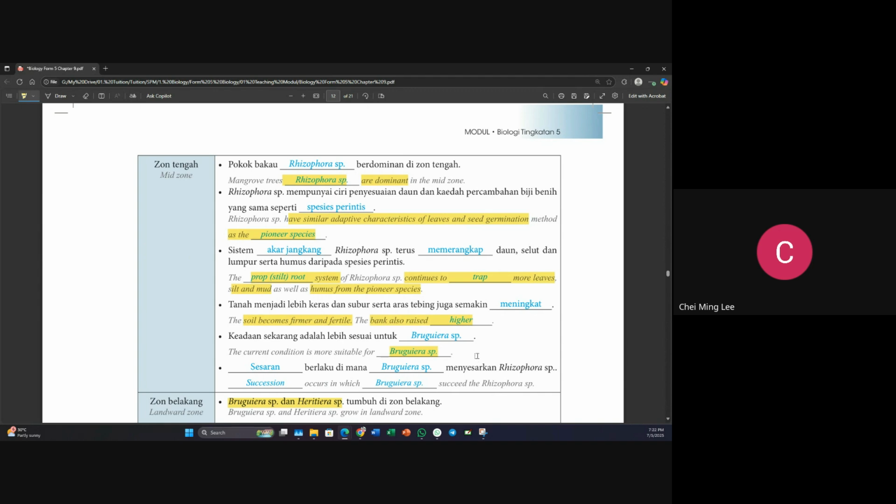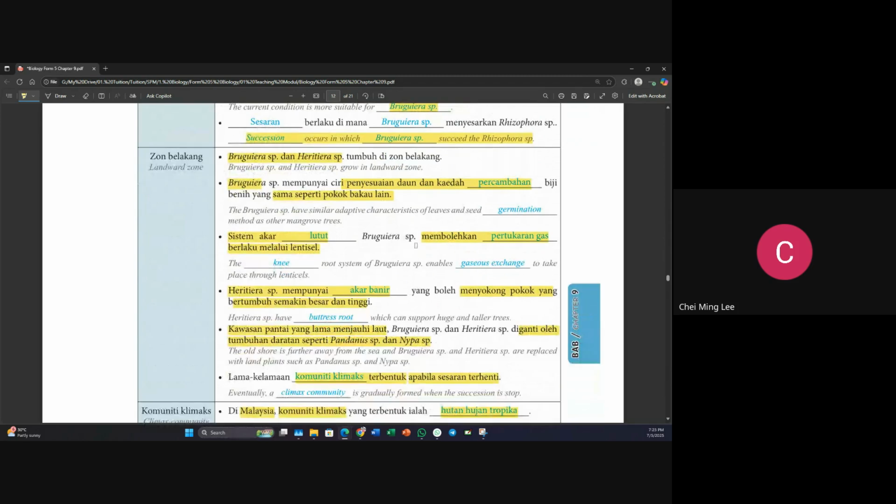Okay, so the succession occurs in which the Bruguiera species succeed the Rhizophora species. When most of them change to Bruguiera or Heritiera, now this mid zone becomes the landward zone, where the landward zone is the Bruguiera species and Heritiera species.